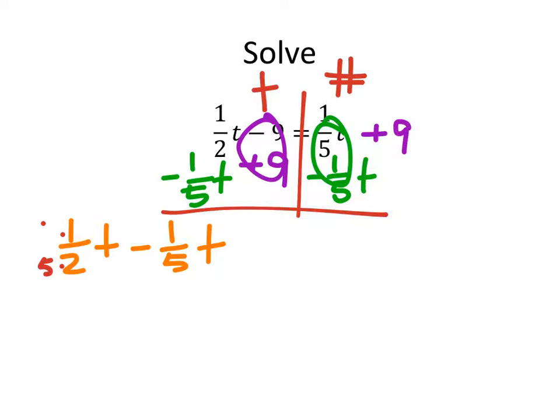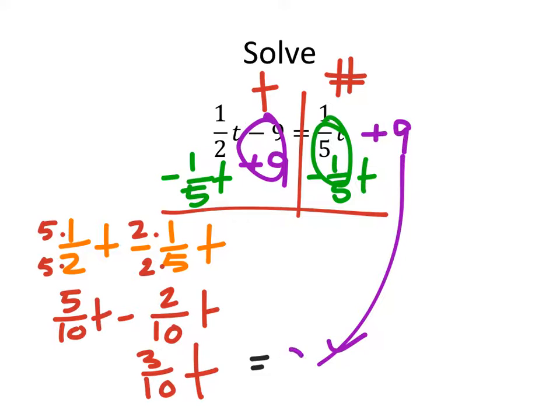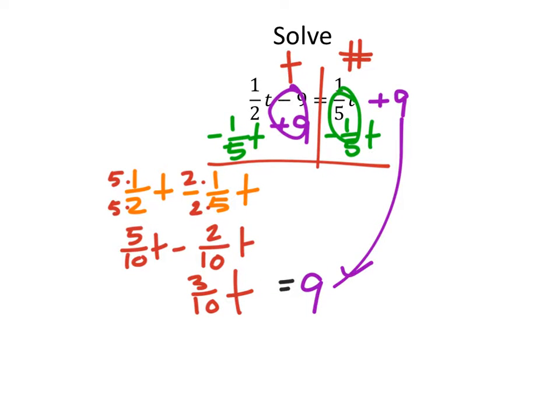So 5 times 2 would be 10. So this ends up being 5/10 t's. And then the 5 times 2 would make that 10, but it's going to end up being negative 2/10 t's. Now when I combine these into t's, 5 minus 2 is 3, so I end up with 3/10 t's. And just going back to where we were up here, I need to drop this 9 right here, okay? So I'm at the point where I've got a one-step equation, and I just need the coefficient of t in this case to be 1.